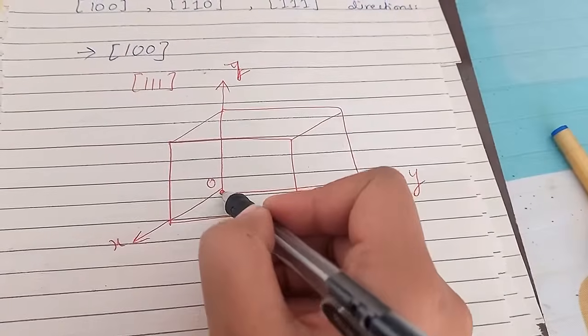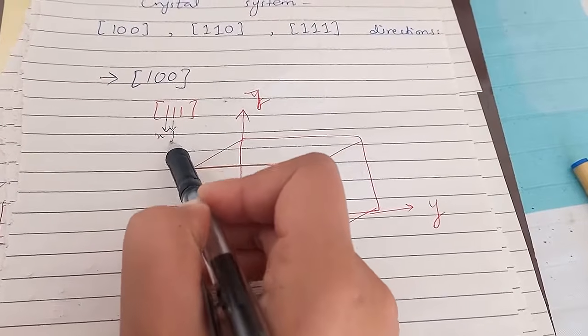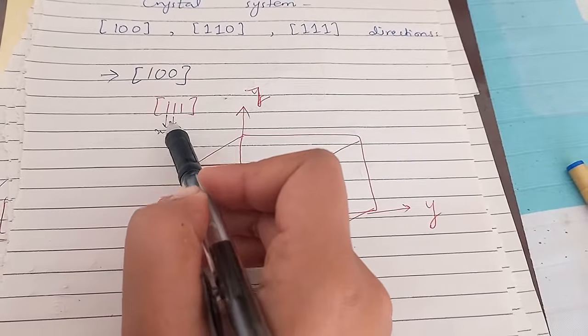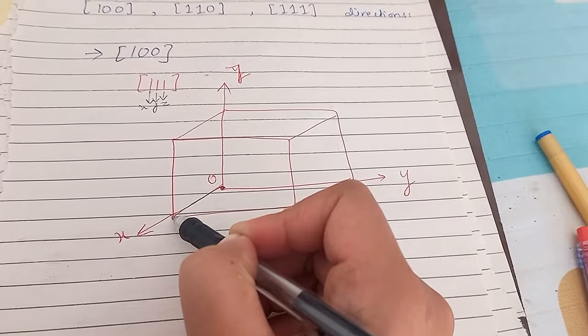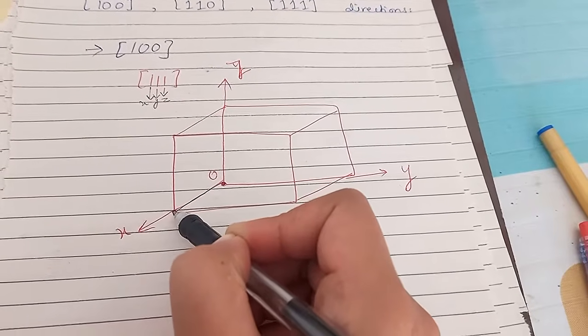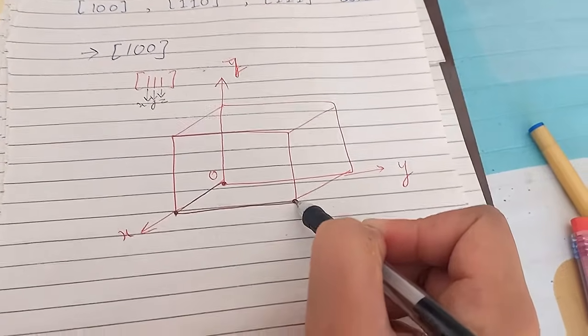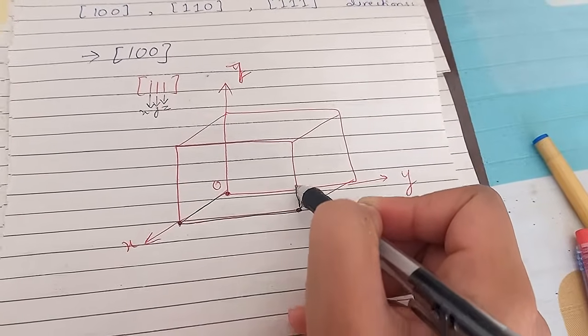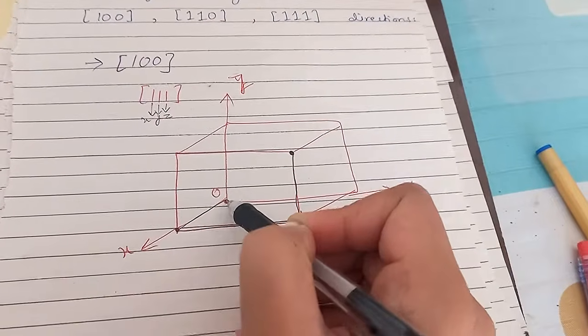So from the origin, we'll move 1 unit along the x-axis to the other corner, then 1 unit along the y-axis, this is the y direction, and then 1 unit along the z-axis, and this is that vertical distance. So this is the final destination, this is the initial point.